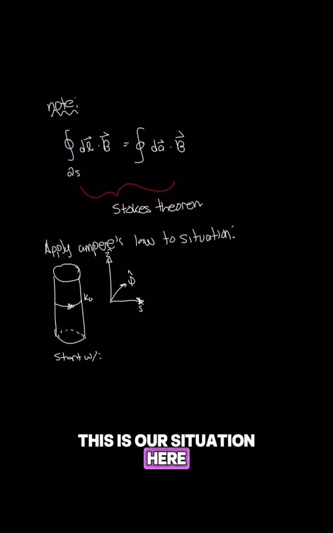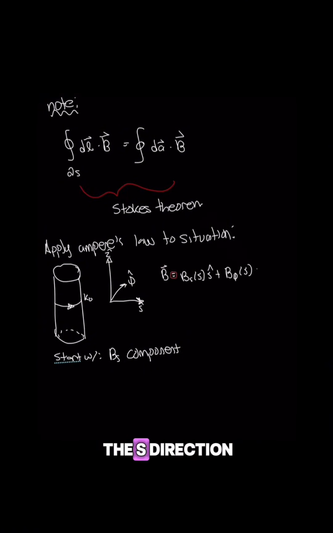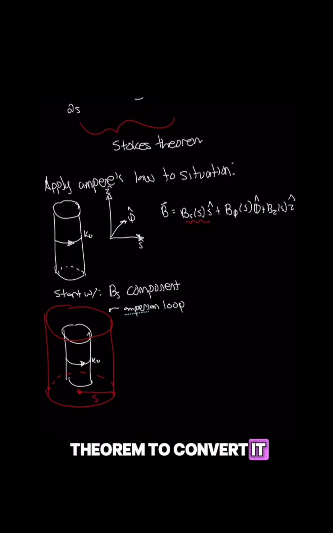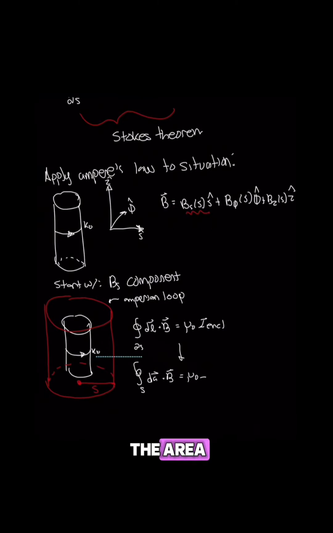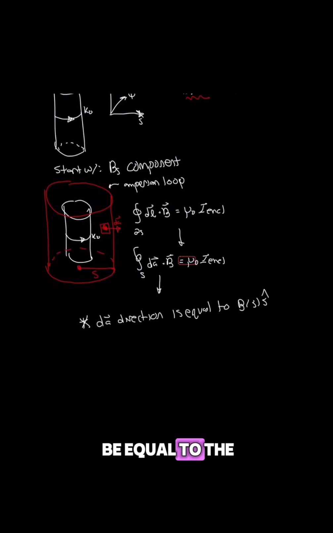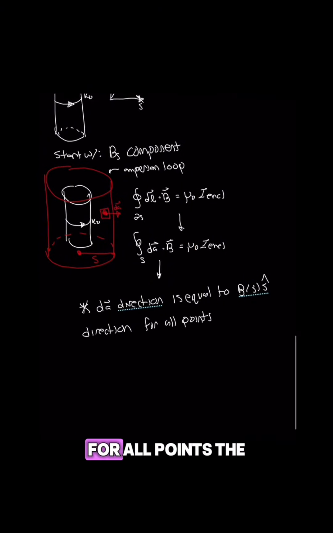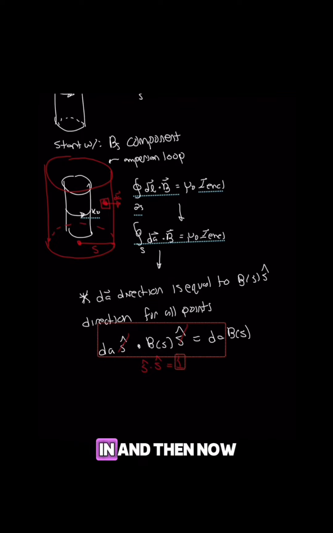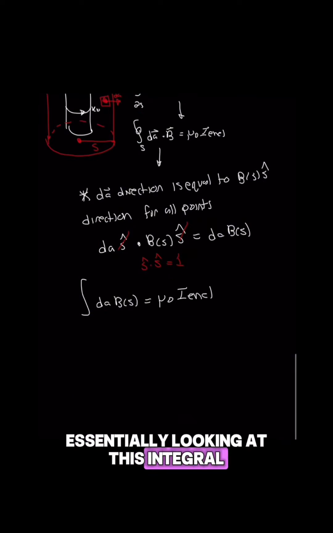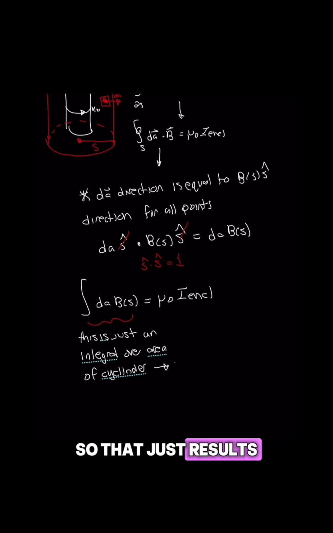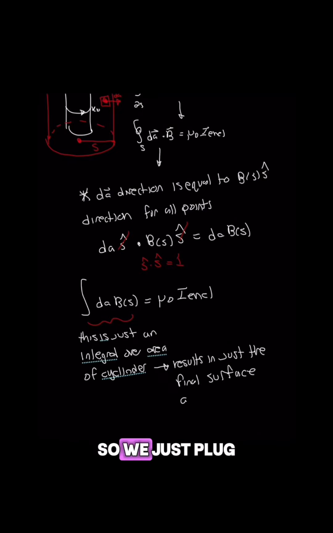So this is our situation here, and we can start off with the component in the S direction. Draw our Amperian loop. We can use Stokes' theorem to convert it into an integral over the area. And so we can identify this as the small amount of surface area on our cylinder. The direction of dA is going to be equal to the magnetic field in the S hat direction for all points. The directions cancel out and we just get this here, so we can plug that in. And then essentially looking at this integral, all we're doing is taking the integral over the area of the cylinder. So that just results in the final surface area of the cylinder, so we can just plug that in.